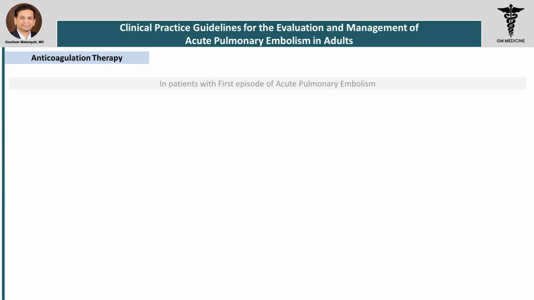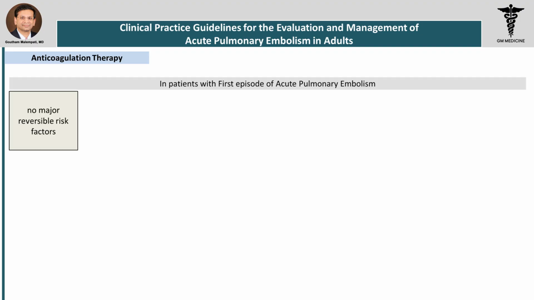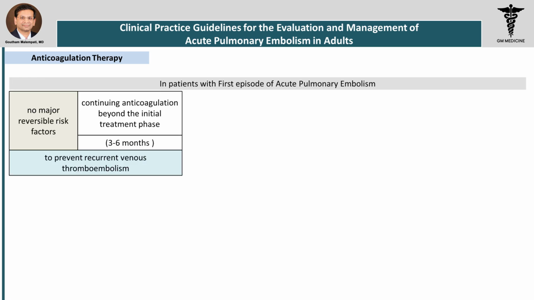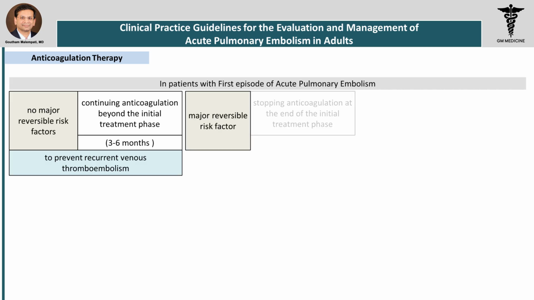Anticoagulation therapy. In patients with first episode of acute pulmonary embolism and no major reversible risk factors, continuing anticoagulation beyond the initial treatment phase, which is 3 to 6 months, is beneficial to prevent recurrent venous thromboembolism. In patients with first episode of acute pulmonary embolism due to a major reversible risk factor, stopping anticoagulation at the end of the initial treatment phase, which is 3 to 6 months, is recommended.